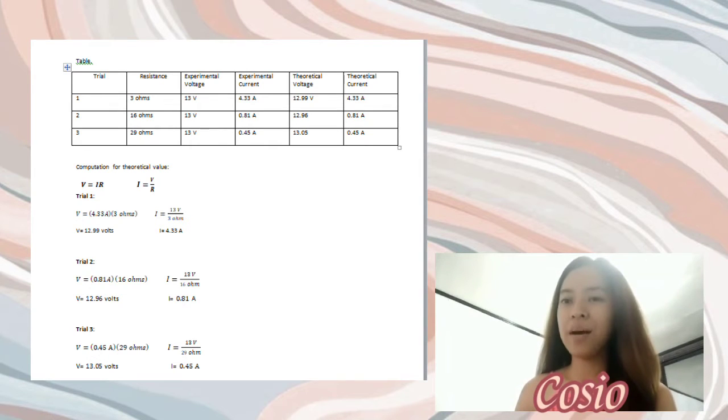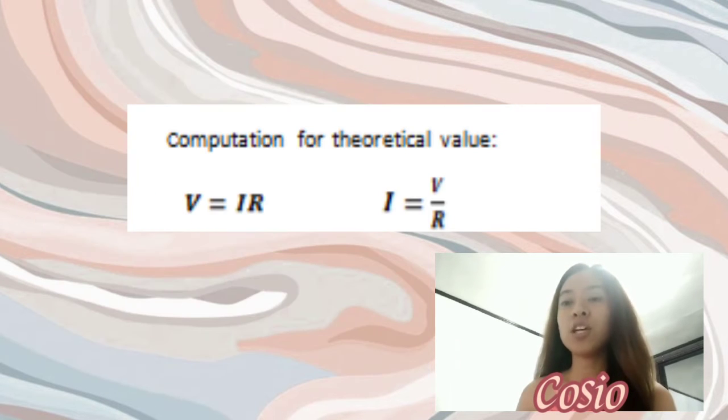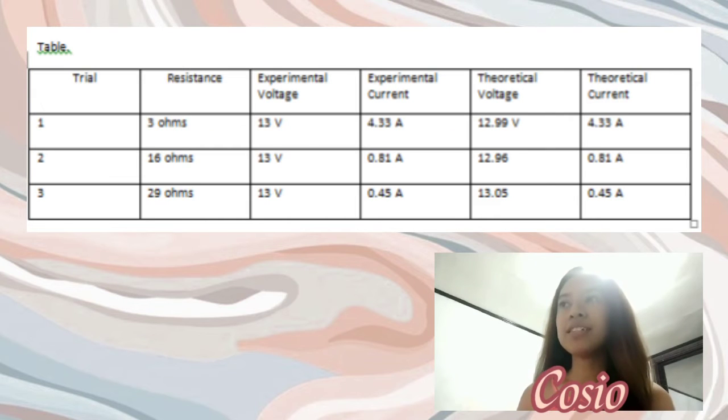So for the table and computations, we have the computation for theoretical value, which are: voltage is equal to current times resistance, and current is equal to voltage divided by resistance. For our first trial, we have the resistance set to 3 ohms, experimental voltage set to 13 volts, that yielded an experimental current of 4.33 ampere.